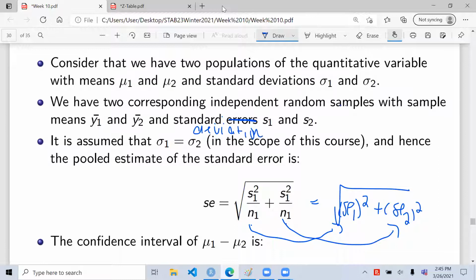Because the standard error, as you know, SE1 is going to be equal to S1 divided by root n. So it's not actually a standard error until I divide it by root n. It's actually just a standard deviation.